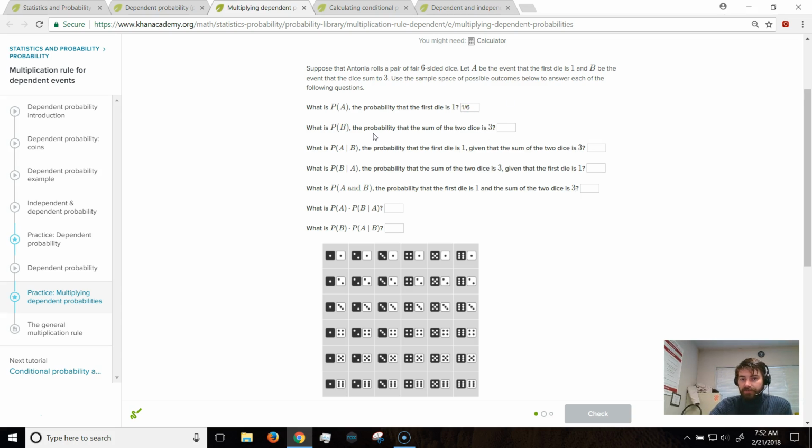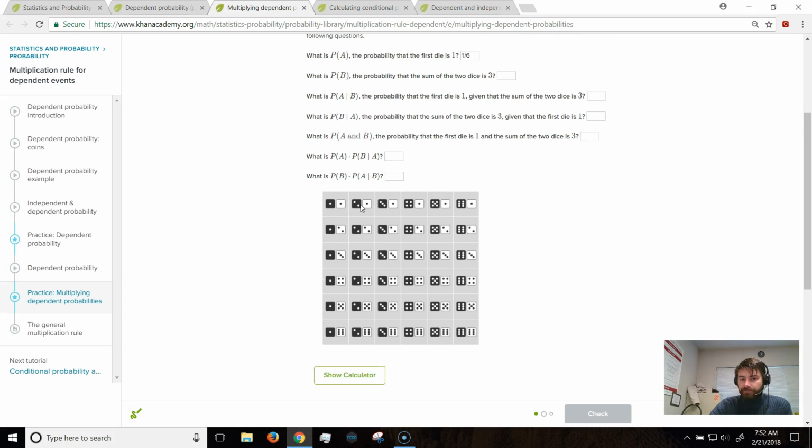And then what is the probability that the sum of the 2 dice is 3? There's only 2 here that have a sum of 3. This is a 2 and these are 4. So there's only 2 with a sum of 3. So a sum of 3 is going to be 2 out of 36, or 1 out of 18.